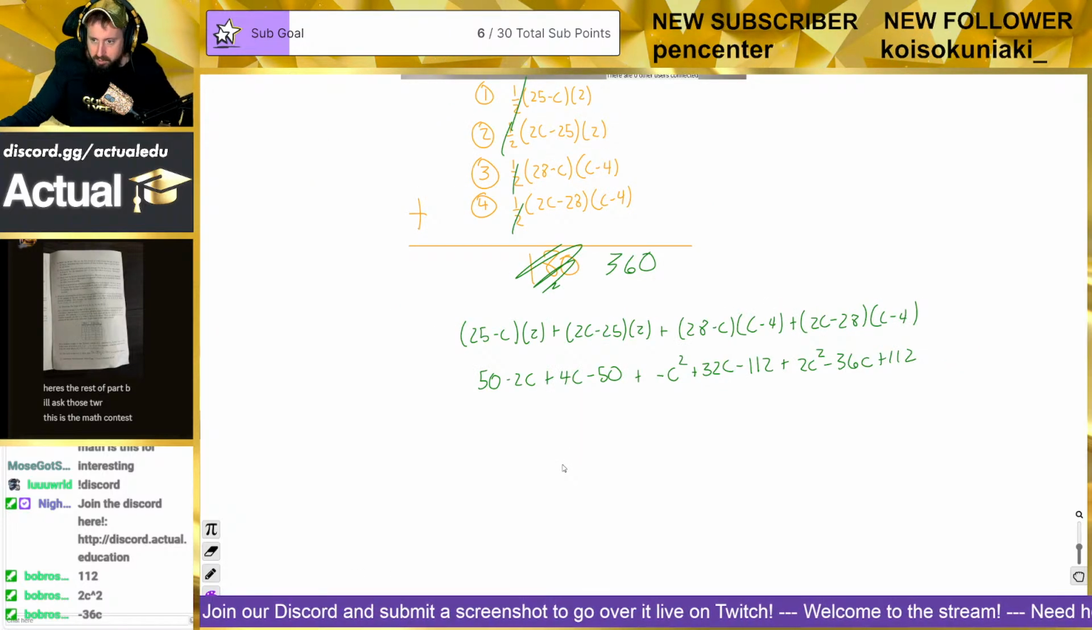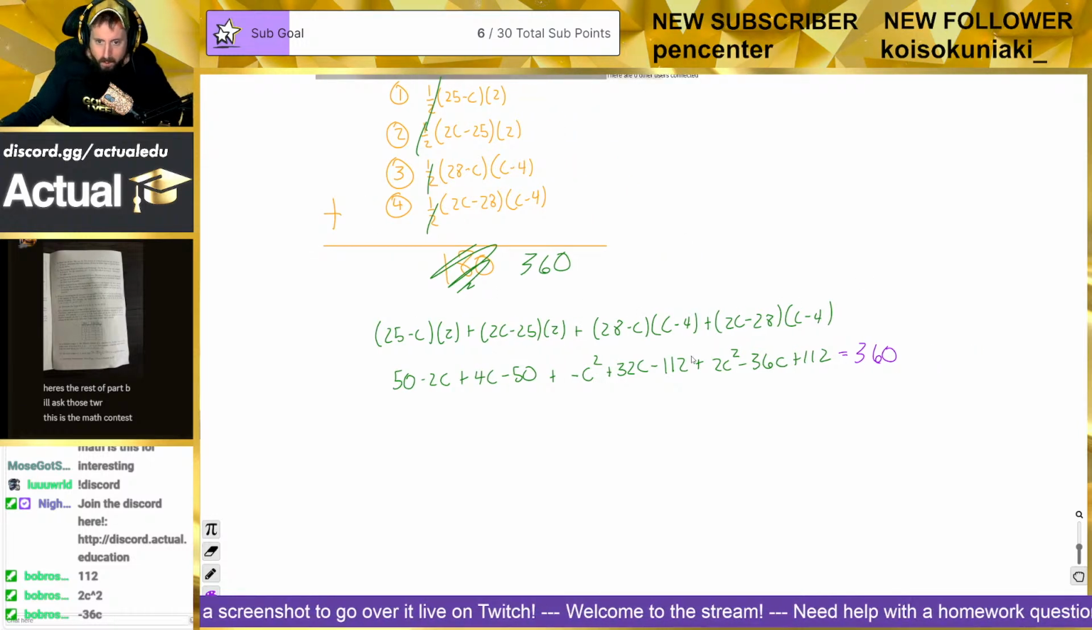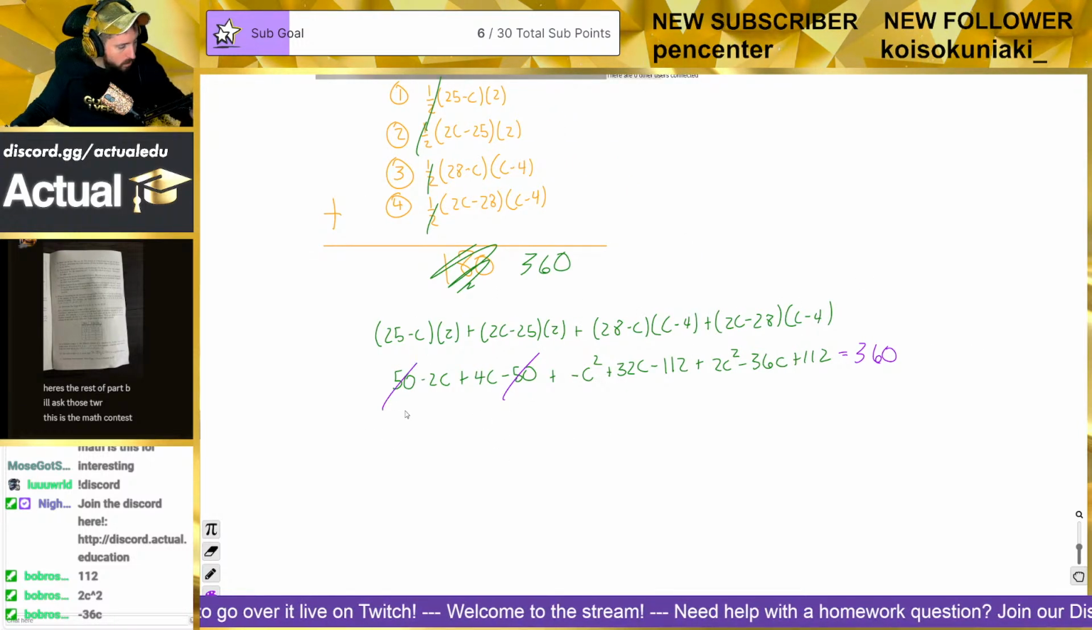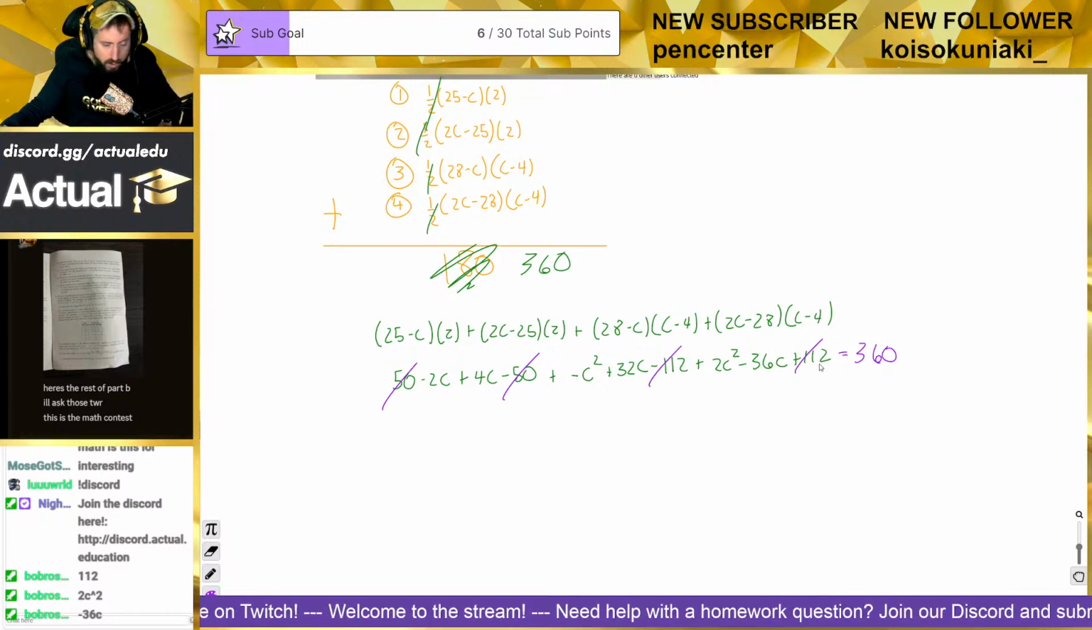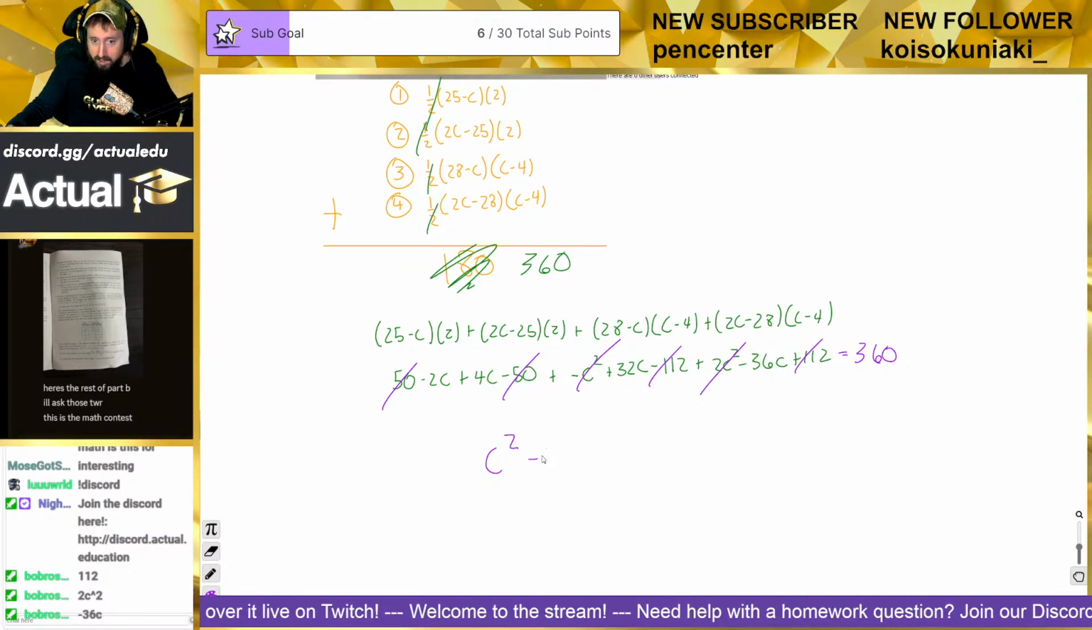And then this all has to equal 360. Okay. So luckily the minus 50 and the 50 go away. Minus 112 and the positive 112 go away. Minus c squared and 2c squared, that's just going to be c squared. We got rid of those. And then minus 36 plus 32 plus 4, that's 0c. So then this is minus 2c. That's the only one that's left, right? Minus 2.